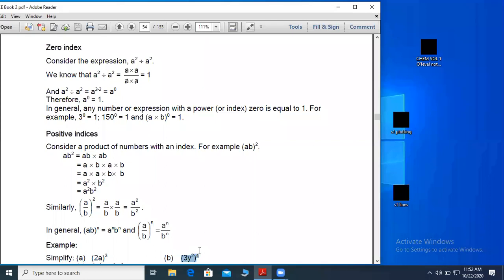Then y times y times y times y, which is y to power what? The topic is indices, so I want the answer in powers, not multiplication. So 3 to power 4, that one I agree. Which is what, 3 to the power 4, y to power 6?